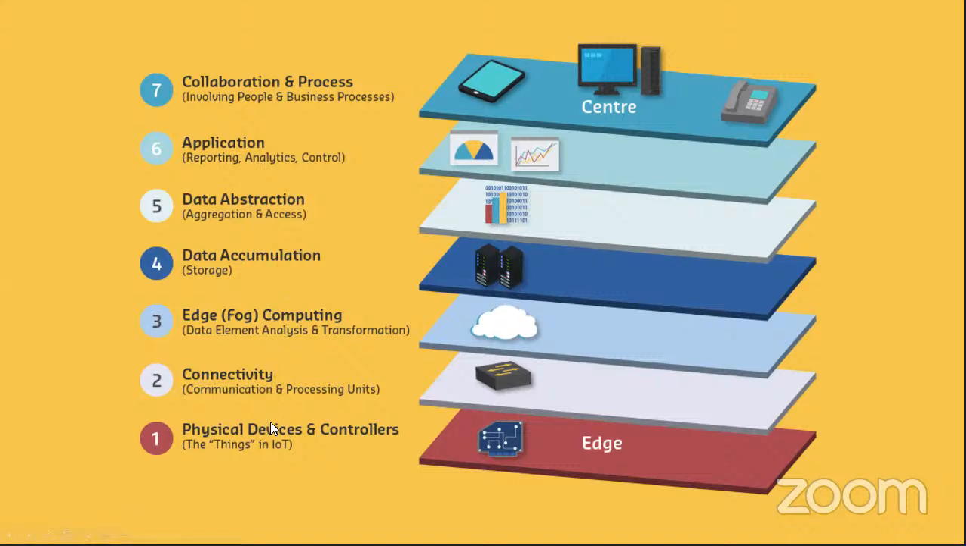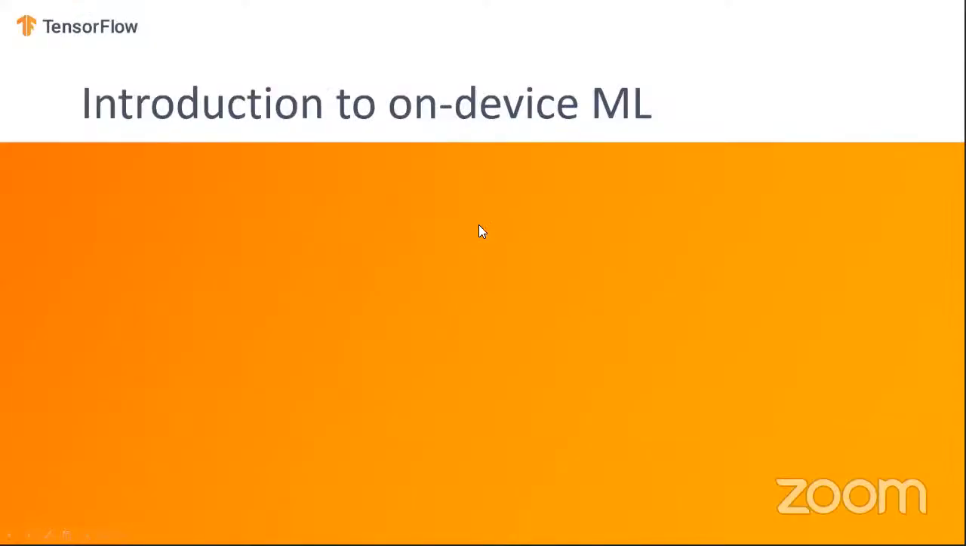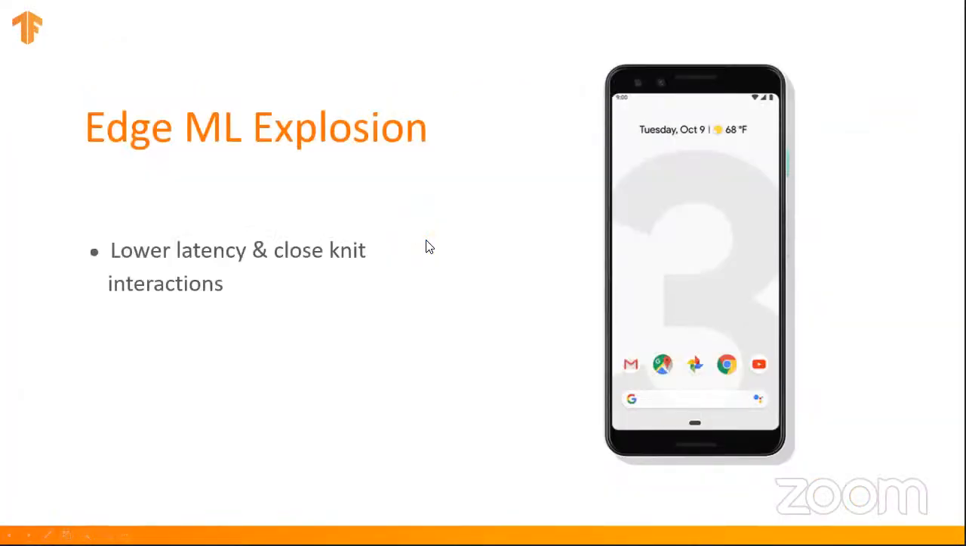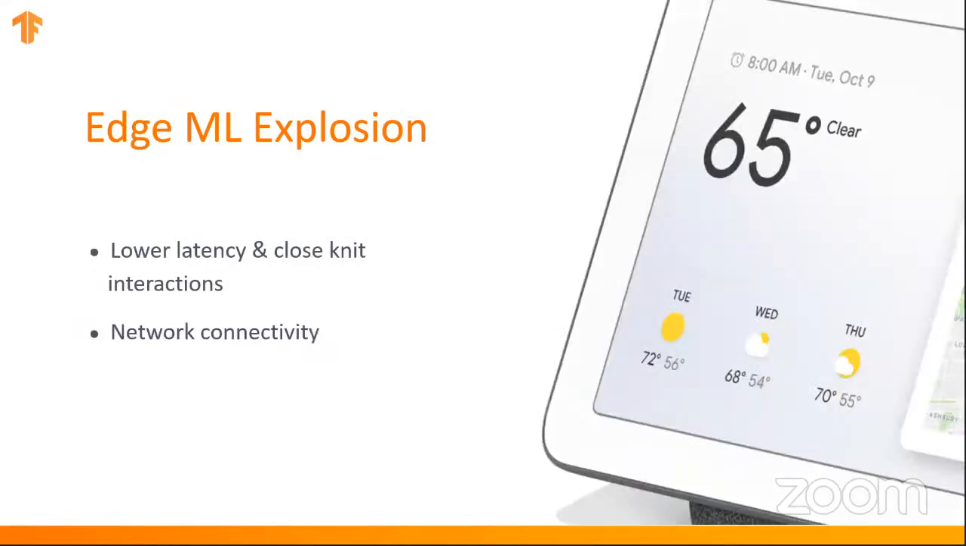But here we are trying to do the inferencing on the edge device. So let's get back to the topic: introduction to on-device ML. So why on-device ML? It enables low latency and close-knit interactions for devices, and it can operate without network connectivity.